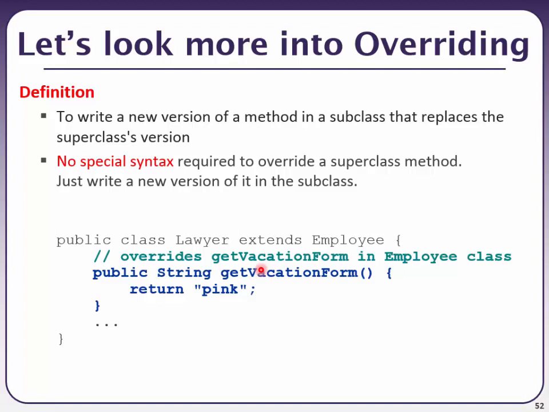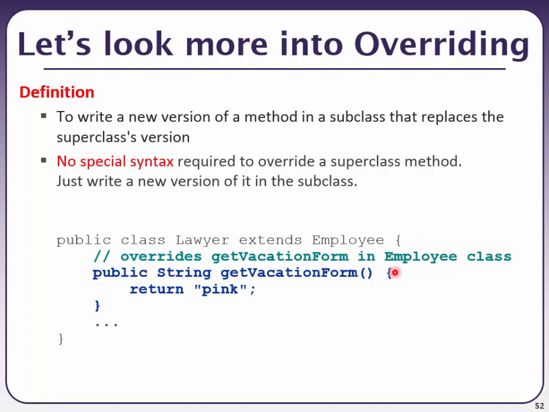But so if we want to override that method, we just write our own version in the class lawyer, and we use the same access public with the same return data type string, the same name for the method, and the same number and names and data type for parameters if there are any. In this case, it's very simple. We don't take any parameters.